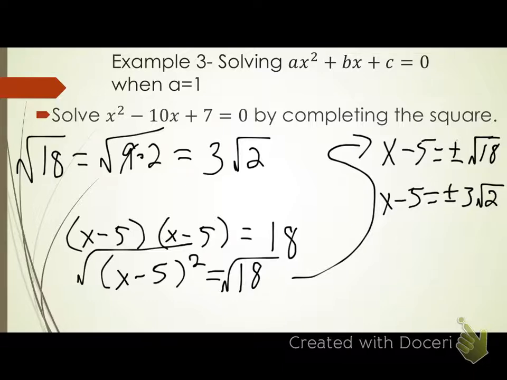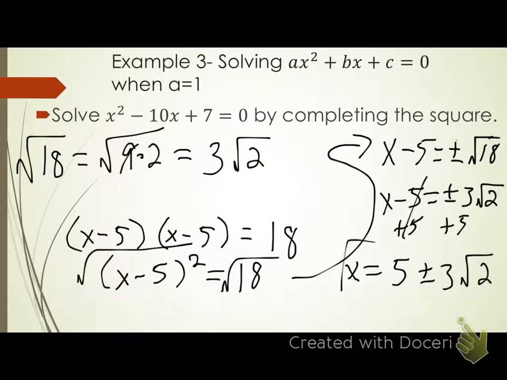And then how do I get x by itself? Add 5 to both sides. So x equals 5 plus or minus 3 square root of 2. And I can leave it like that unless it asks for a more specific answer.